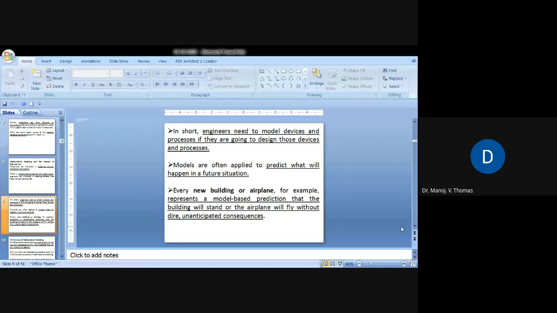Every new building or airplane, for example, represents a model-based prediction that the building will stand or the airplane will fly without unanticipated consequences. So how do we make sure that this 50-storied building will last for some years, and will survive an earthquake, or some natural calamity?